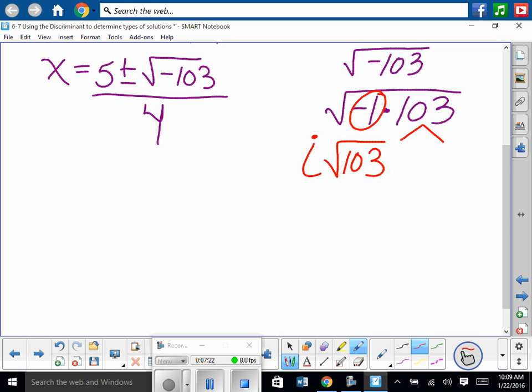So what if this would have been this instead? What if, well, let's say that 103 broke down into, this is a horrible example, 2 times 2. Wouldn't we pull out 2 and an i? Should be 2i. Should be 2i, yeah.